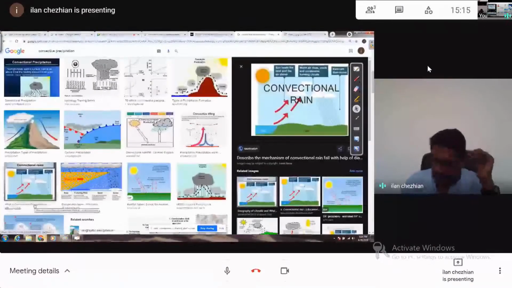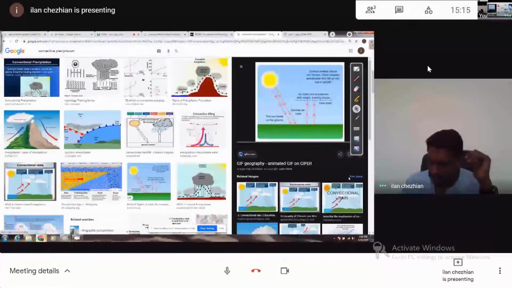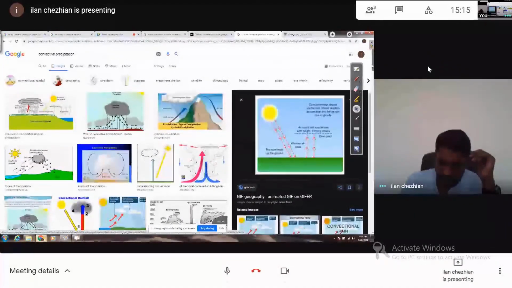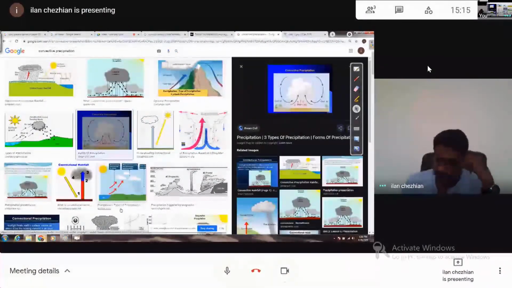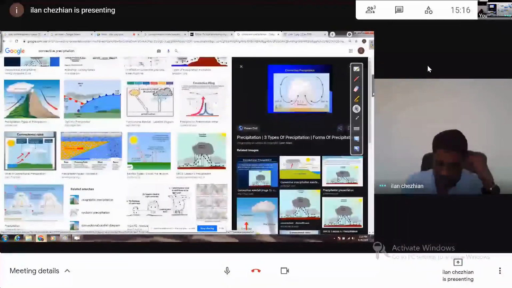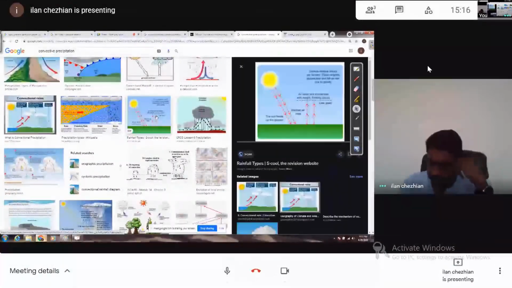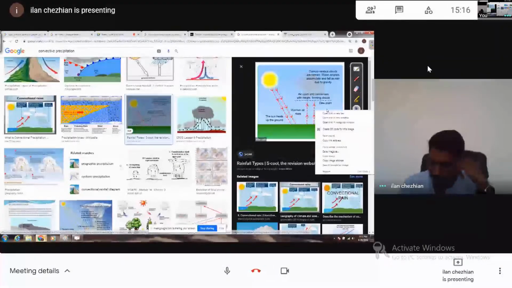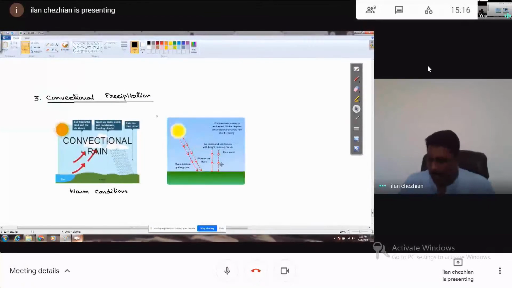One more diagram I'll just copy for this convectional precipitation, so you can understand it slightly. This is a GIF image. You cannot copy it as a GIF image.